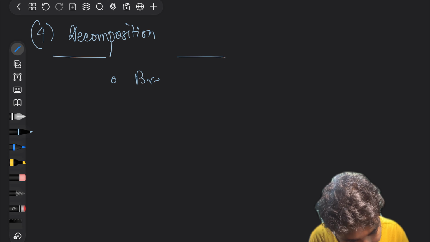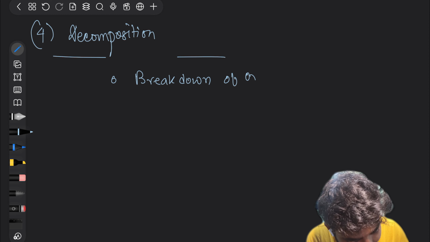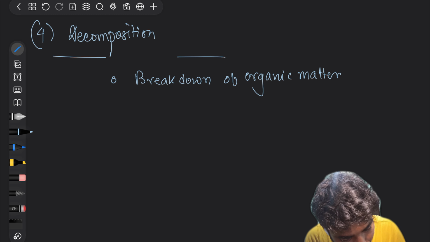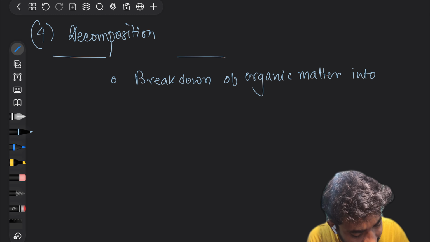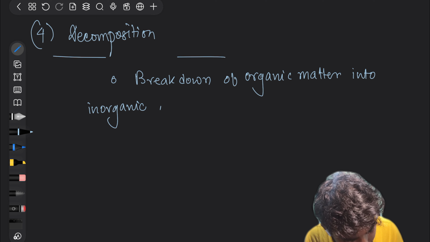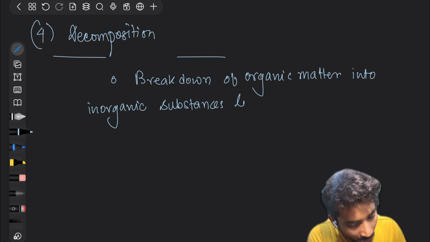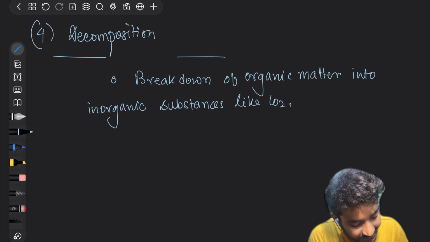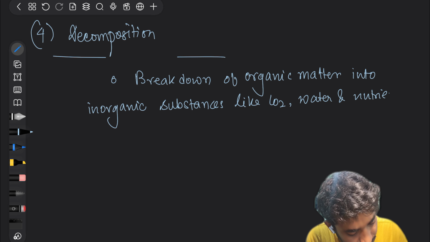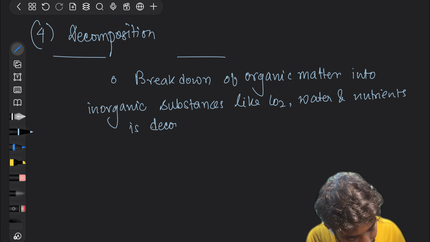What is decomposition? It is the breakdown of complex organic matter into inorganic substances like CO2, water and nutrients.